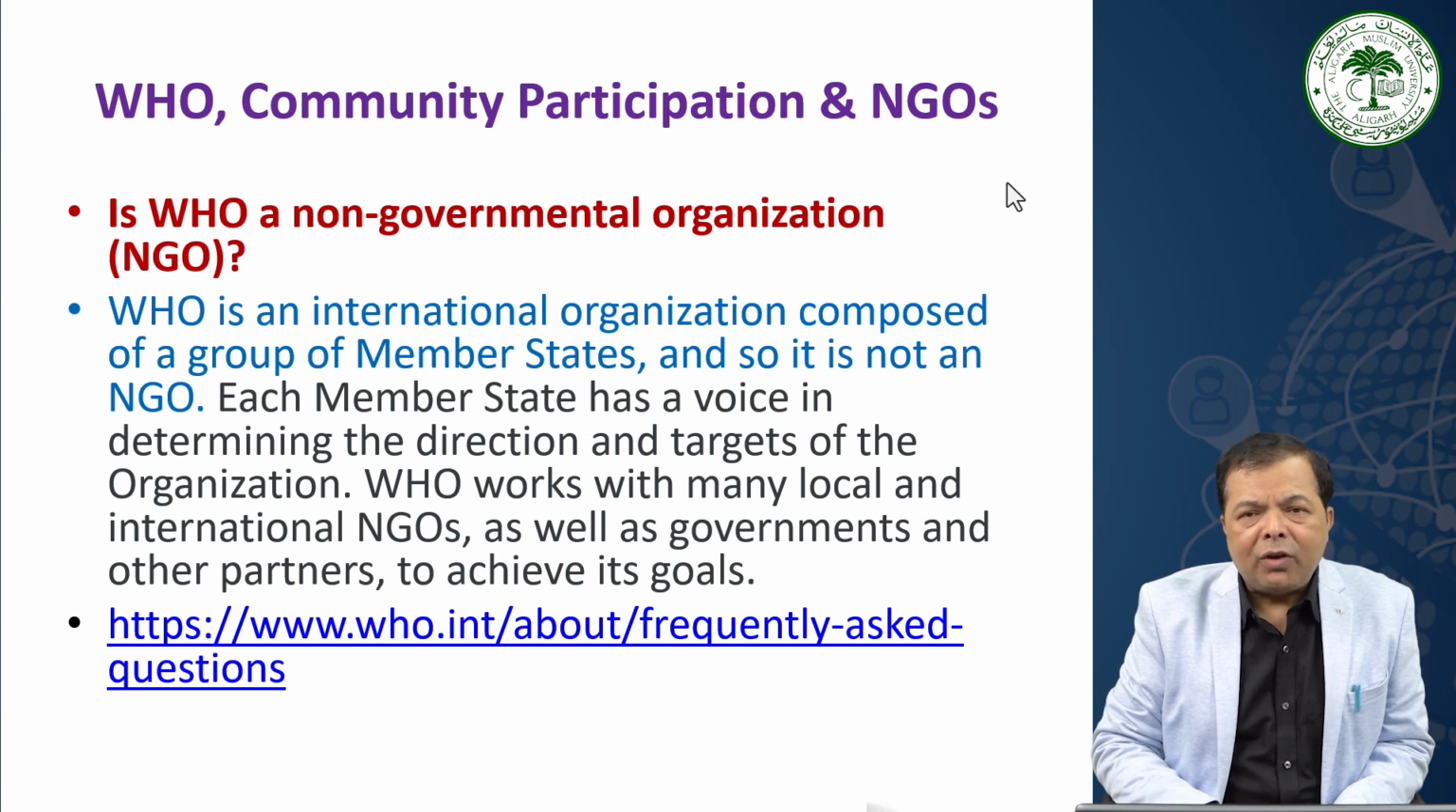Now, one very obvious, natural question that comes to mind is: is the World Health Organization an NGO? No. I was trying to find the answer to this question, and the website of the World Health Organization itself answers it. I have quoted this paragraph from the WHO website and placed the link also. WHO is an international organization composed of a group of member states, and so it is not an NGO.